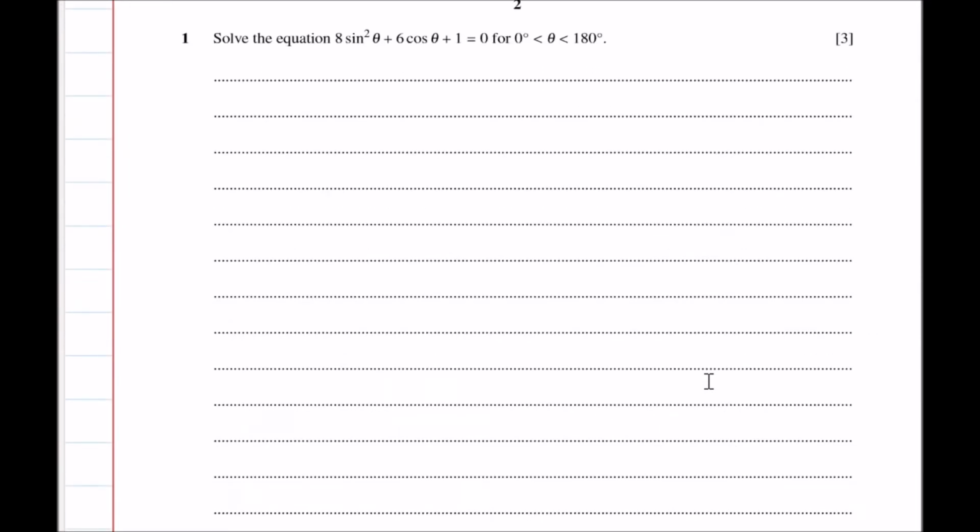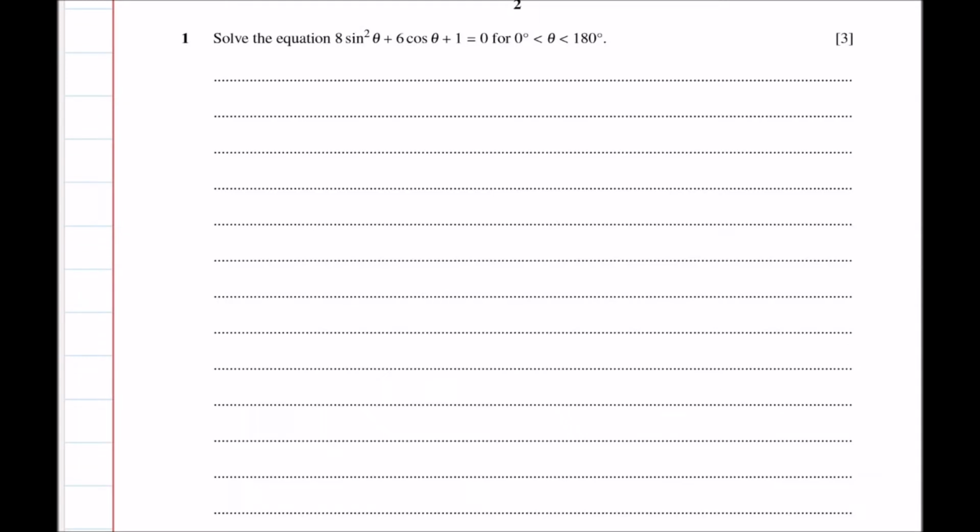It says solve the equation 8 sin square theta plus 6 cos theta plus 1 equal to 0 for theta greater than 0 degree less than 180 degree. Here we can see that we can convert this into quadratic form. The middle term is in cos theta, so we need to convert sin square theta in terms of cos square theta.